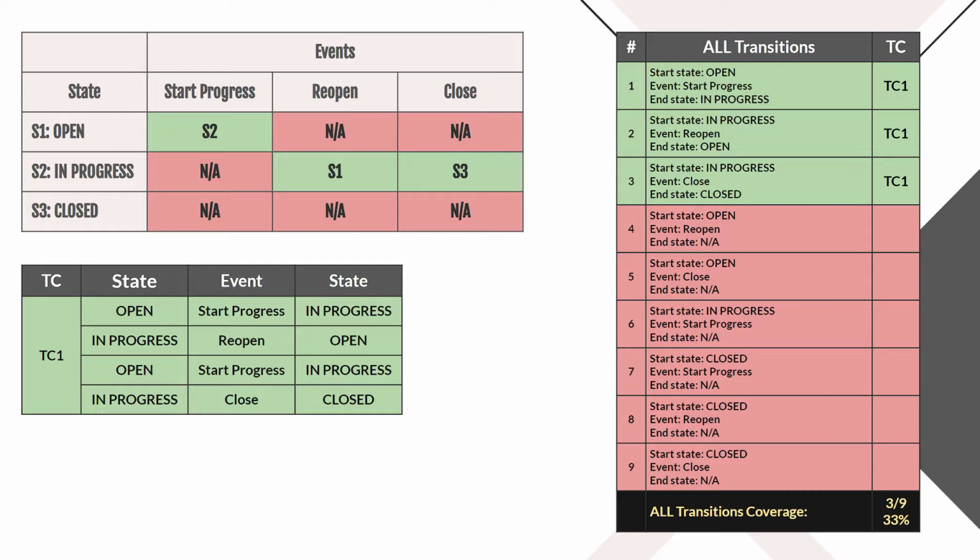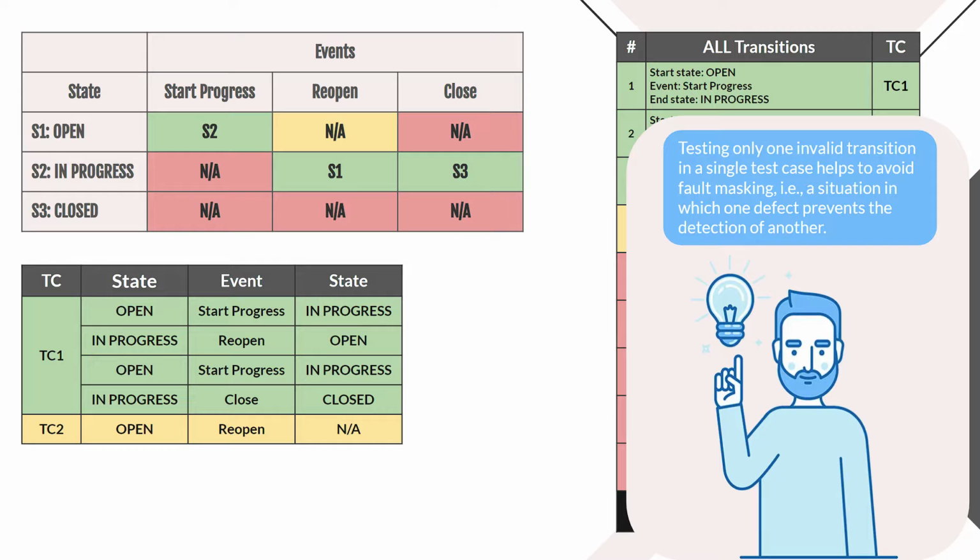Similar to equivalence partitioning, we can write one valid test case that will cover all valid transitions. But now the test coverage will be about 33%. After all, only 3 out of 9 transitions are covered by the test. The next step is to test the invalid transitions. And again, the situation is similar to equivalence partitioning. For example, if we want to test the transition from the open state through the open event, then we have to cover only one transition with one test. We cannot write one test for all possible transitions.